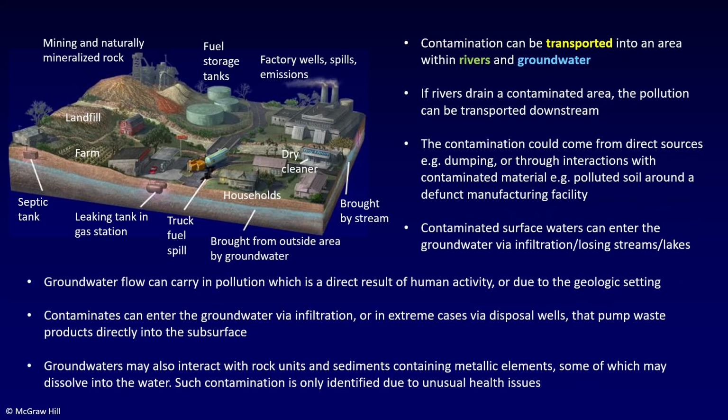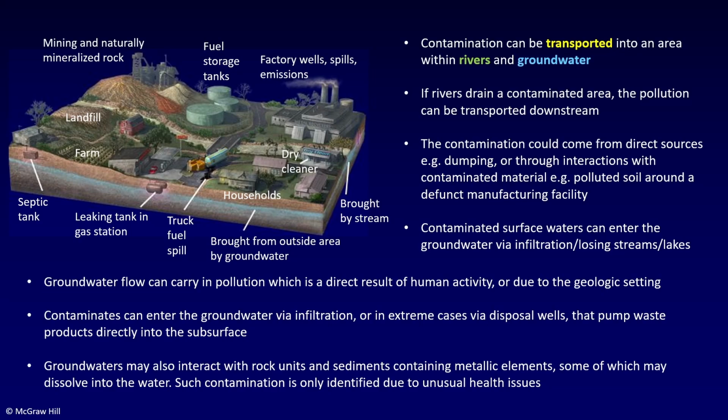So the next thing we're going to think about is contamination that is actually being transported into a new area. And this transportation of contamination into an area can occur by rivers or it can occur through the groundwater. So if you have a river that is draining through a contaminated area, obviously that river can then pick up that pollution and it can transport it downstream. So even if your area doesn't actually have any possible source of contamination, you still may not be safe. It may just be transported in from somewhere else.